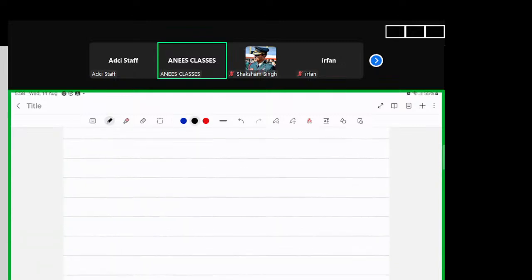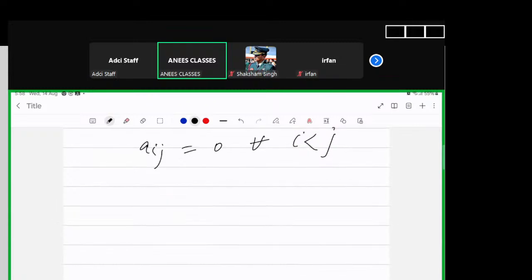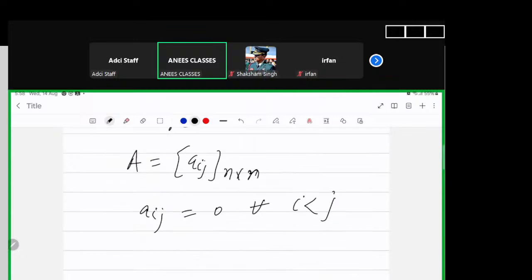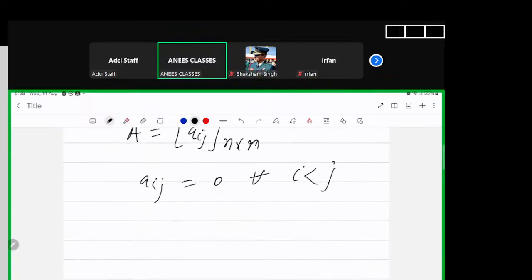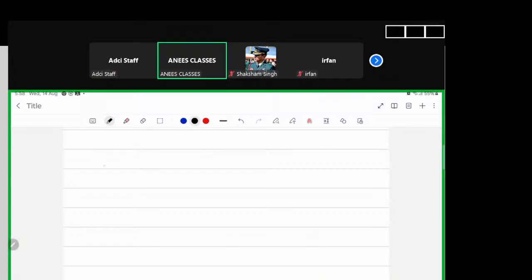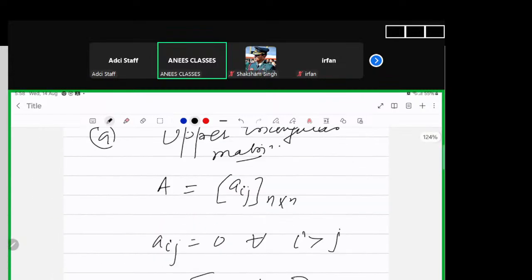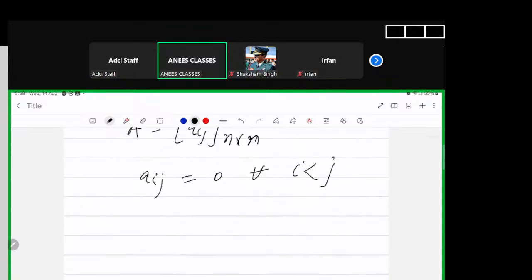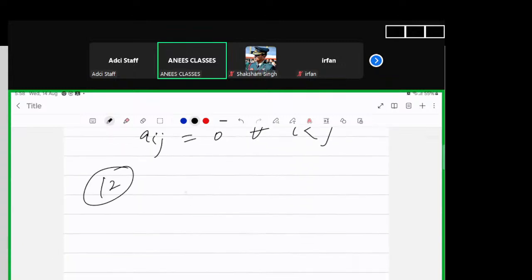Sum of matrix, the addition of matrix. Now, principal diagonal of the matrix. Before that, singular matrix. You have learned triangular matrix. Now singular matrix. 11th number. Now the 12th number, singular matrix.